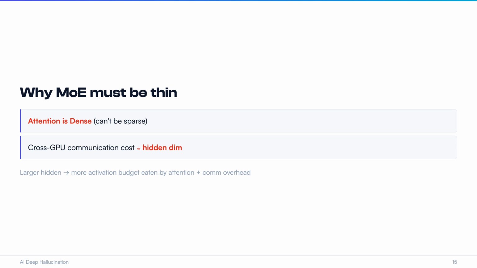Good question. 2 reasons. First, MoE's attention is still dense. Every token has to go through full attention computation, no expert split. So the larger hidden, the more attention eats activation budget. Second, during training, every token has to send its hidden dimension vector to experts on other GPUs. The larger hidden, the higher the communication cost. Cross GPU, the experts aren't on the same card?